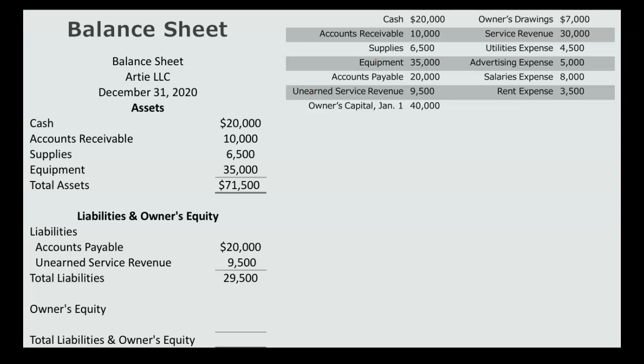And the reason behind that is because our new owner's capital amount that we found on our owner's equity statement brought into account those other three pieces of owner's equity. It brought into account revenues and expenses when we added in the $9,000 of net income. It brought into account owner's drawings when we subtracted out the $7,000 in owner's drawings. So here, we only want to list our owner's capital on December 31st, which we found on our owner's equity statement to be $42,000.